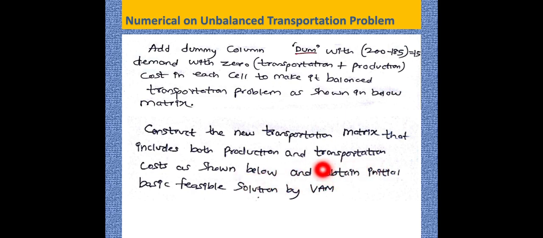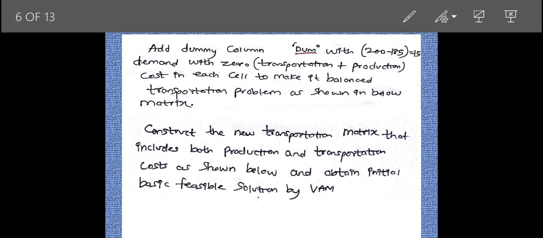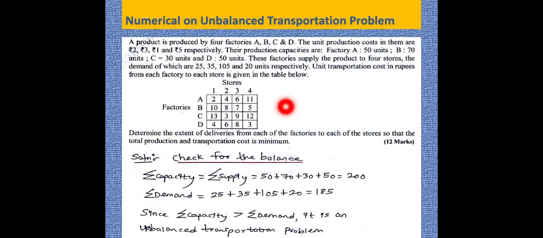As I already told, we need to include production cost also in the matrix table. So that's what is done here. We have added the production cost. I'll just show you how it is done. You need to add these 2 throughout this row, that is 2 plus 2, 4 plus 2, 6 plus 2 and 11 plus 2, that is 4, 6, 8 and 13. Similarly in this row 3 is added, that is 10 plus 3, 8 plus 3, 7 plus 3 and 5 plus 3. It will be 13, 11, 10 and 8.